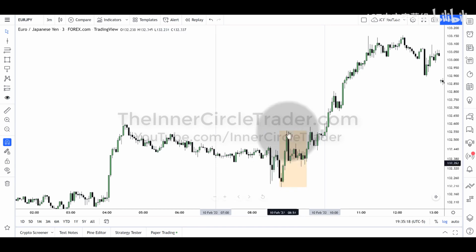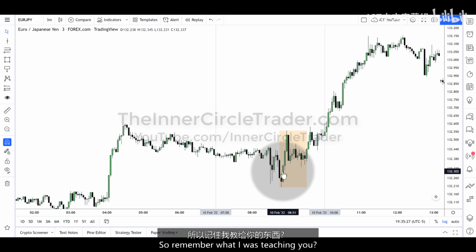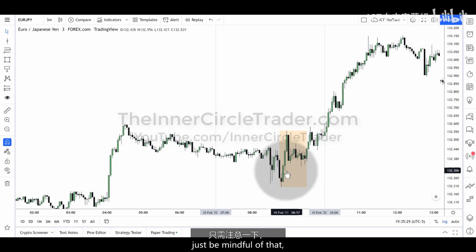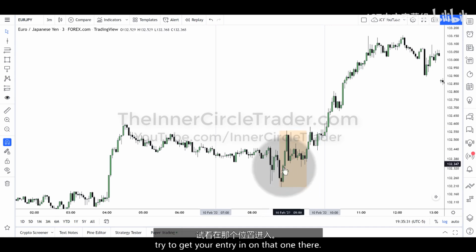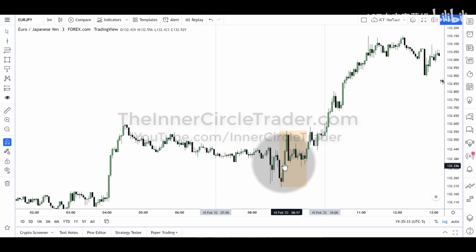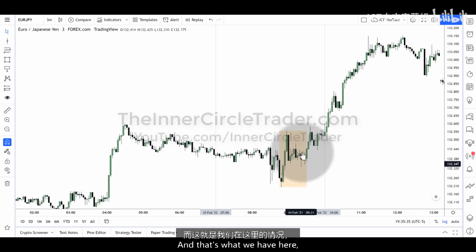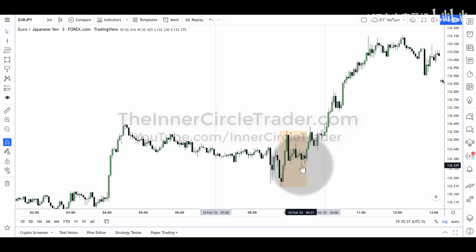Go back through this price leg. Is there a fair value gap? Right in here. And this one here. So remember I was teaching you, it could stab down there. Just be mindful of that. But try to get your entry in on that one there. And that's what we have here. It trades down to it there.